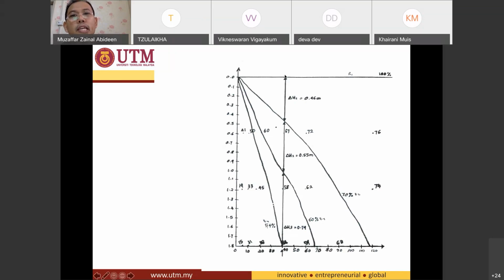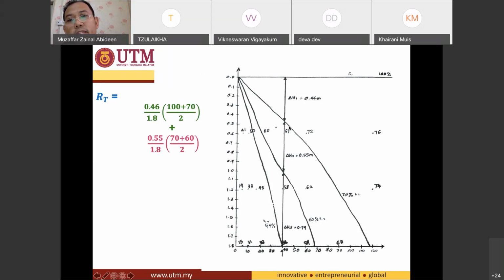The RT is actually H1 divided by the total height of the column times this percentage, which is 100 plus 70 divided by 2. Just like that: 0.46 divided by 1.8 times 100 plus 70. This is the 70% line, divided by 2. And then we need to add up the second delta H. So we have to do that: 0.5 divided by 1.8, where 1.8 is the total height of the column.